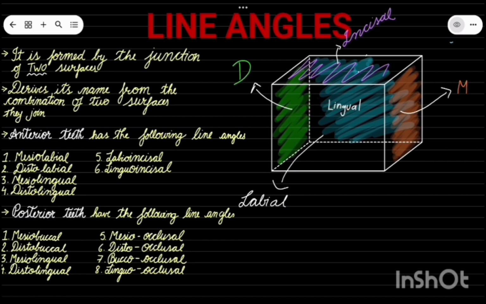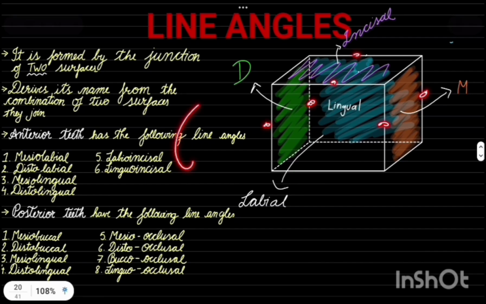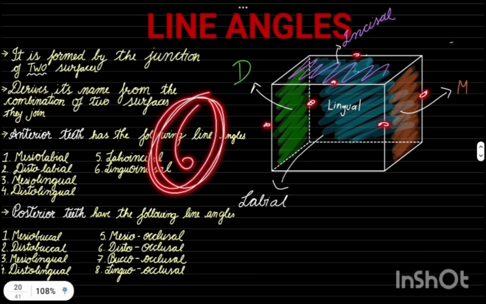And where the labial surface meets the incisal surface, we have the labio-incisal line angle. And where the lingual surface meets the incisal surface, we have the linguo-incisal line angle. So these are the 4 line angles, and these are the upper 2. So we have a total of 6 line angles in the anterior teeth.